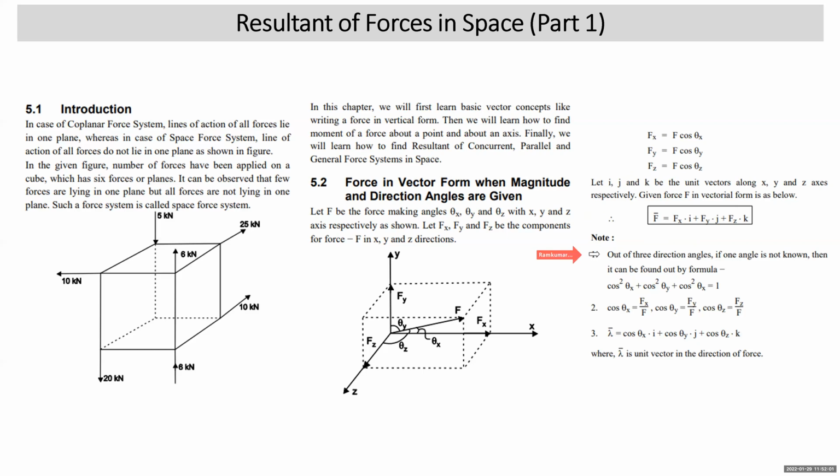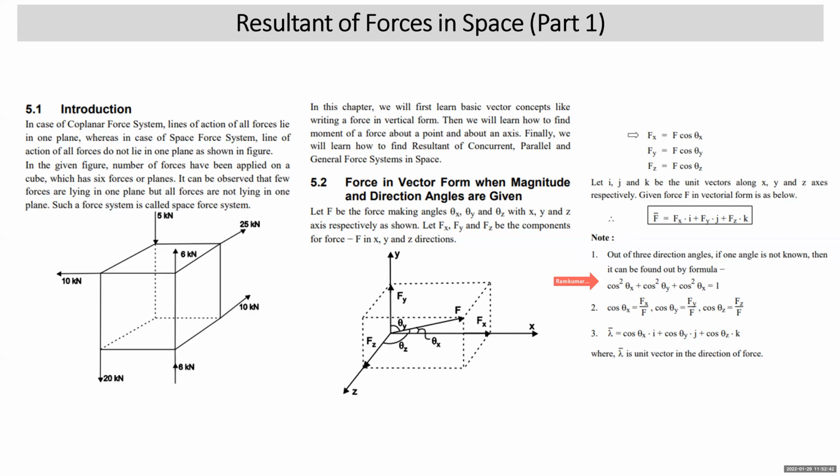Students, out of the three angles theta x, theta y, theta z, if two are given, the third one can be determined. There is no relation like, if a force is making 30 degrees with the x-axis, it will make 60 degrees with the y-axis. There is no such relation in the space force system. The only relation we can use is, if two of the three angles are given to you, the third one can be determined using this relation: cos square theta x plus cos square theta y plus cos square theta z is equal to 1. By mistake, it is printed as theta x; it is theta z. I hope you can understand. Cos square theta x plus cos square theta y plus cos square theta z is equal to 1.